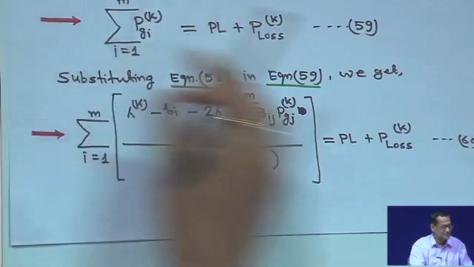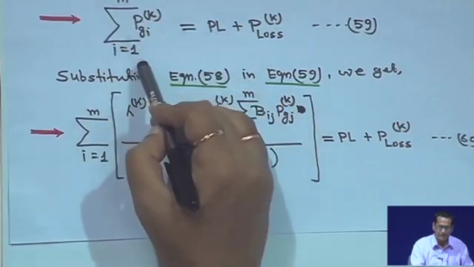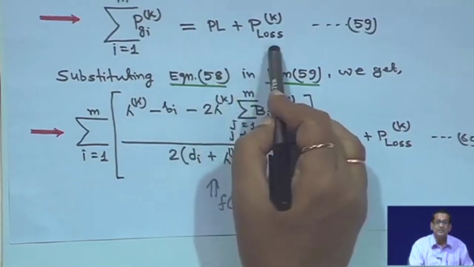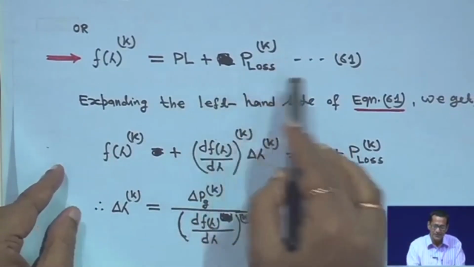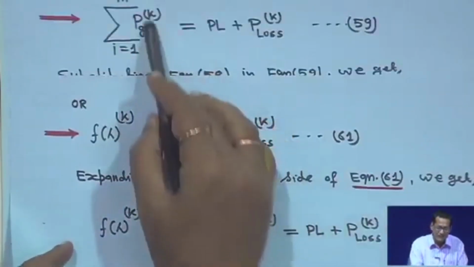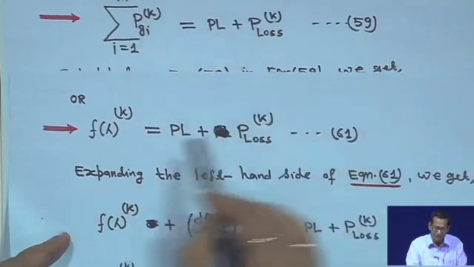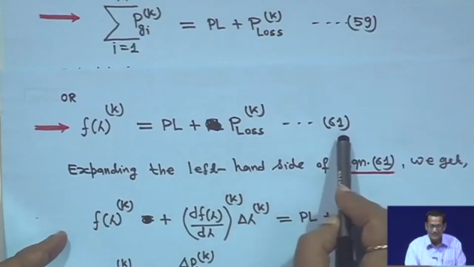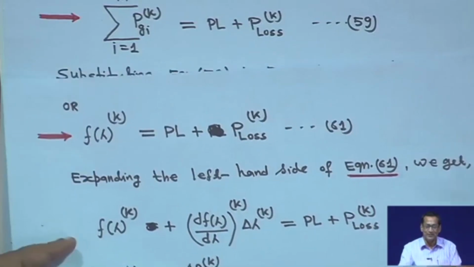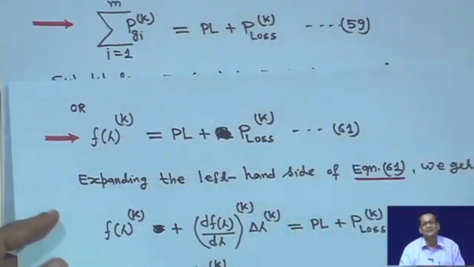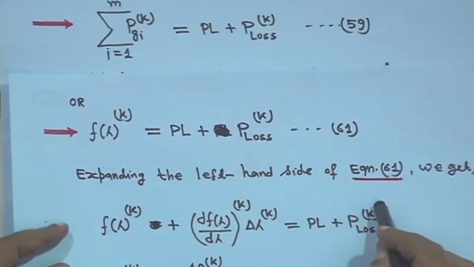Similarly, this summation of generation is equal to PL plus P loss k, this is also f lambda, that means, f lambda k is equal to PL plus P loss k, the equation 61. That means, f lambda is equal to total generation, because this is also a function of lambda, right. So, f lambda k is equal to PL plus P loss k, this is equation 61. I hope you have understood this, right. It is mathematics, you have to understand a little bit, right. So, when I take the numericals, perhaps you will understand more.